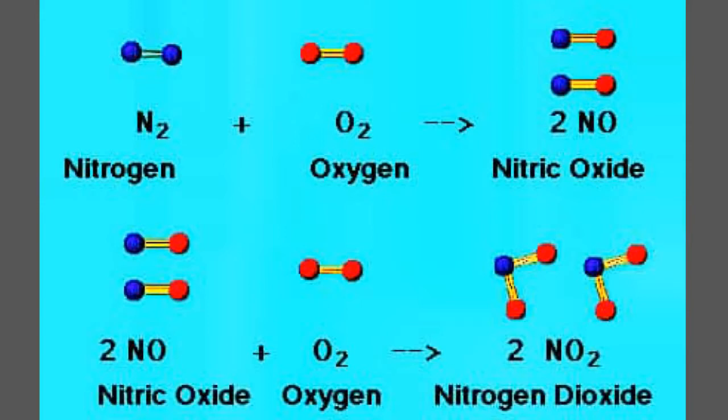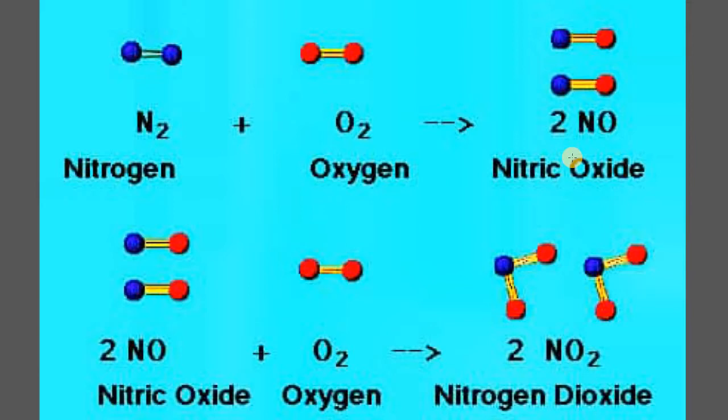So one of the oxides here you can see is nitric oxide and another is nitrogen dioxide. Nitrogen initially, which is N2, reacts with oxygen forming nitric oxide, which has the formula NO. Now this nitric oxide may further react with oxygen and lead to the formation of nitrogen dioxide.